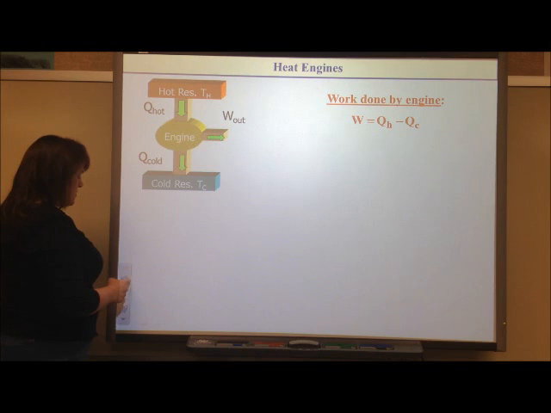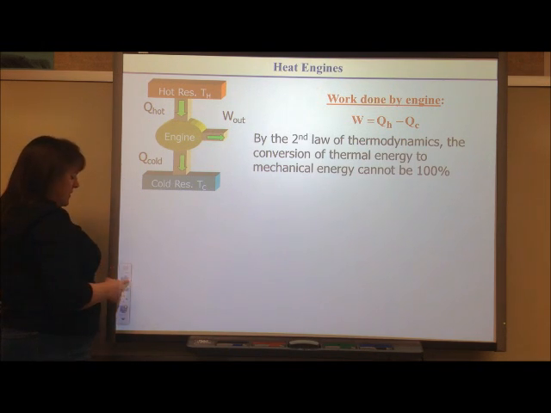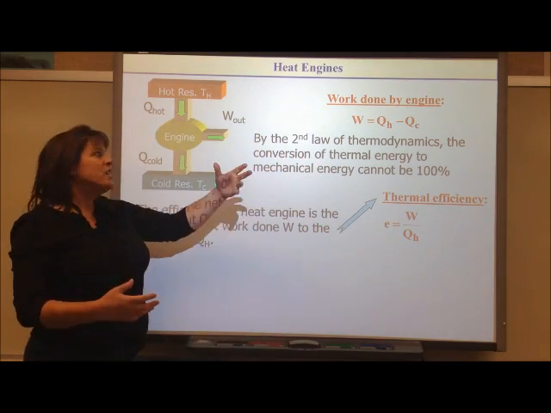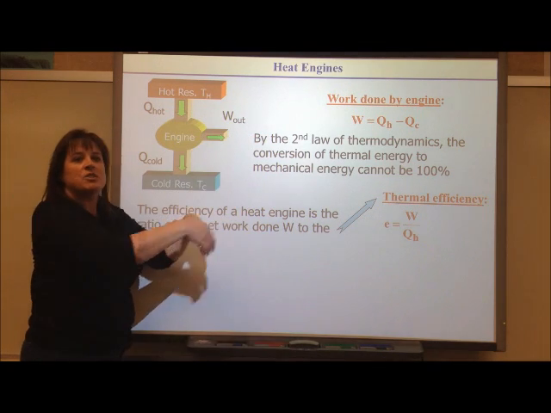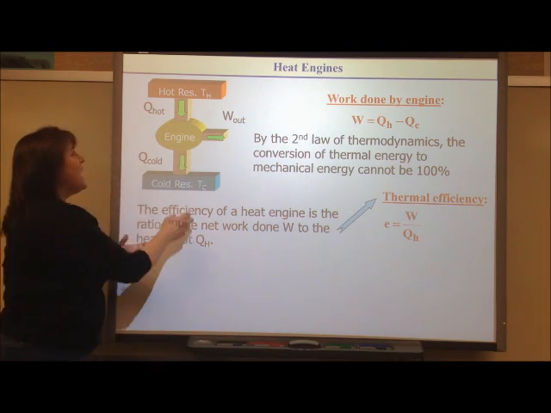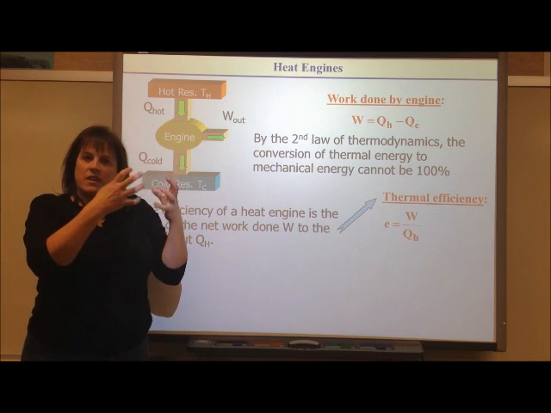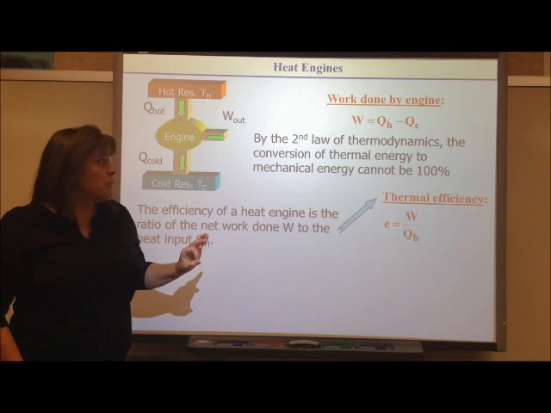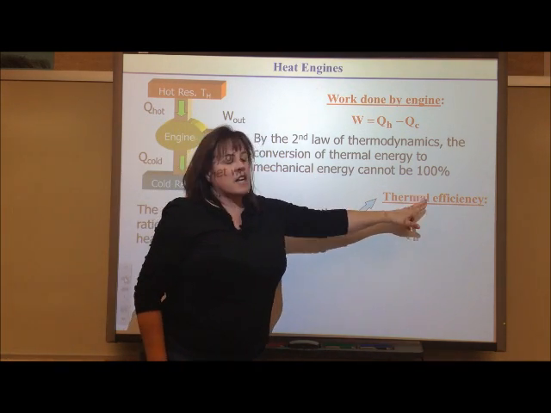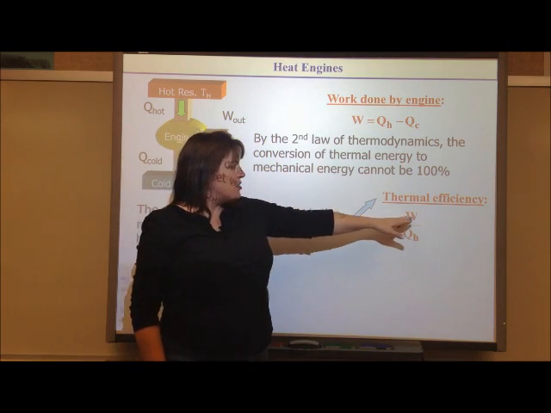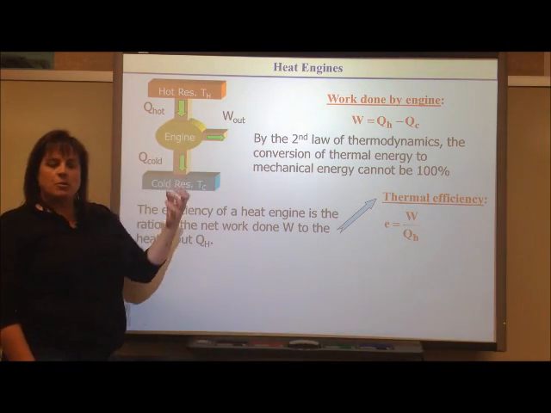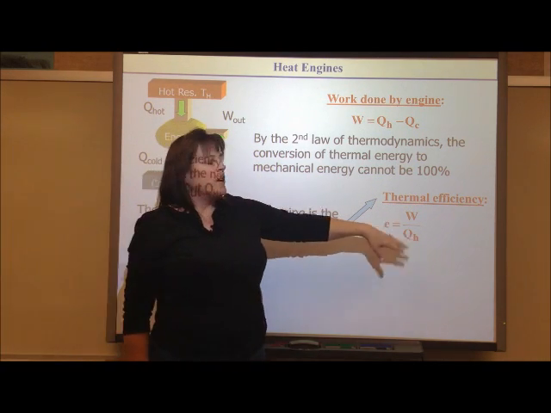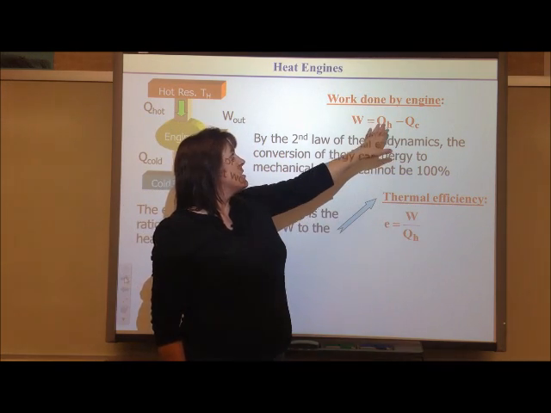So how do we calculate the efficiency of the engine? Well, the efficiency of the engine is really just the ratio of how much work is being done, so how much mechanical energy we are getting out, divided by how much of the thermal energy we are putting in. So the efficiency of an engine, which can never be 100%, is the amount of work that we are generating, divided by how much thermal energy we are putting into the system, QH.